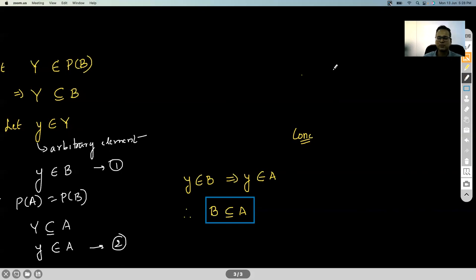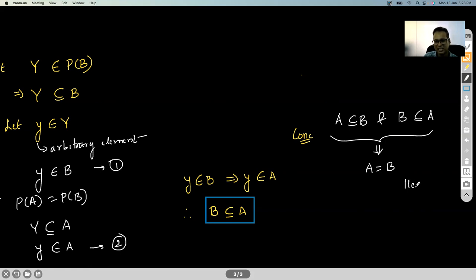Whenever you're writing such proofs, your proof should be the most generic proof. Not a very specific one that, okay, mine is true only for that particular element, or the names also should be very generic. So I'm trying to take a different name for an element. So what we conclude is that A is a subset of B and B is also a subset of A, thereby resulting in the fact that A and B are equal, hence proved. That's what we wanted.